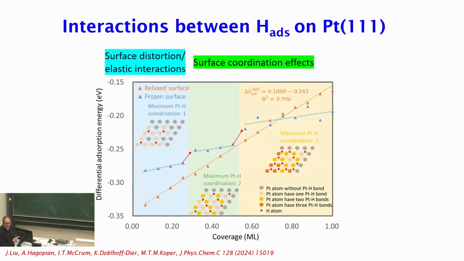interaction. The electrostatic interaction here is actually relatively weak, and that's because the dipole that is generated by adsorbed hydrogen is quite small.